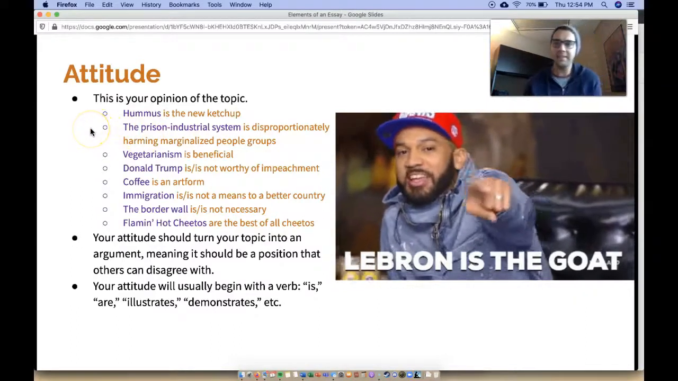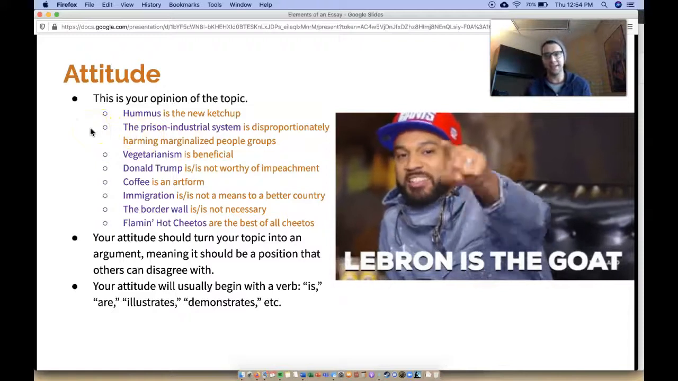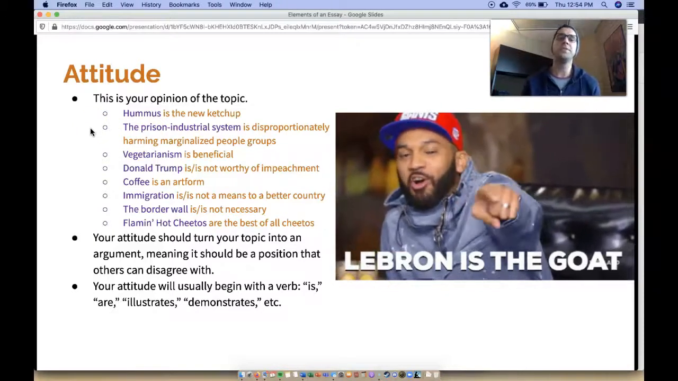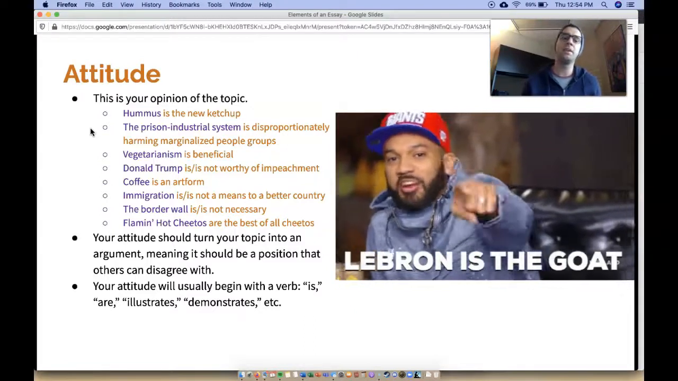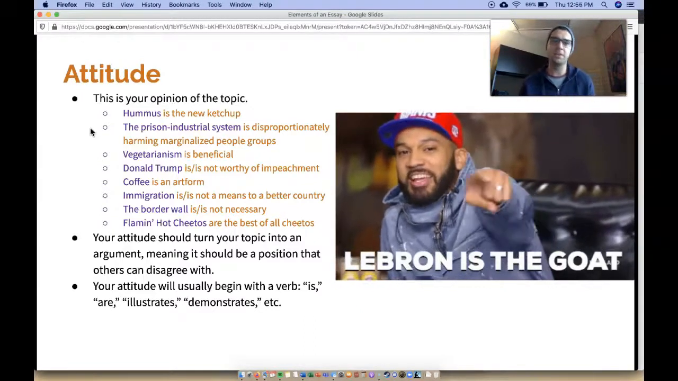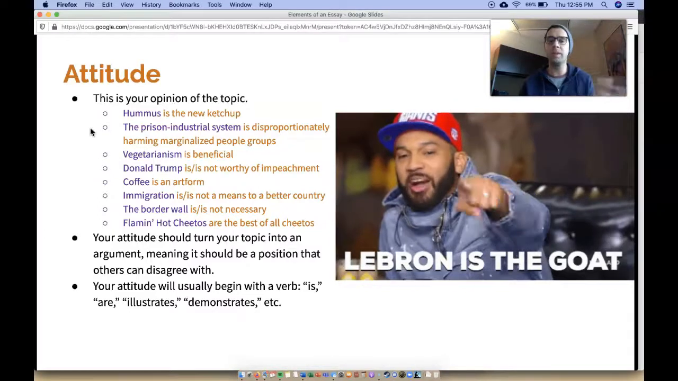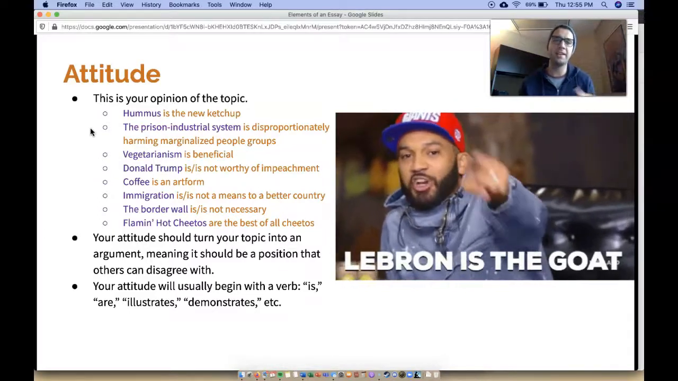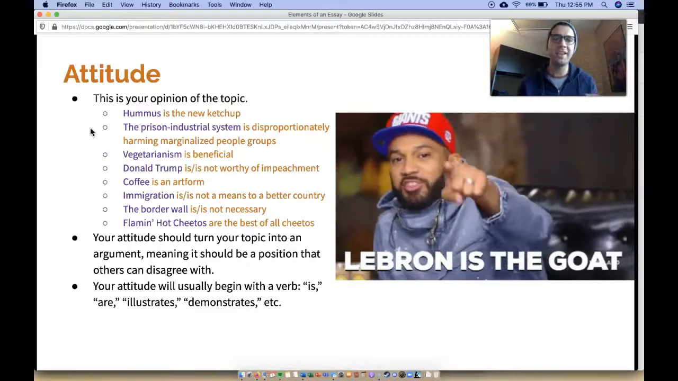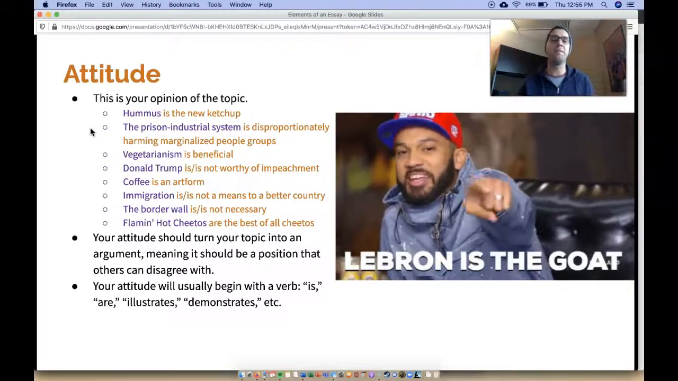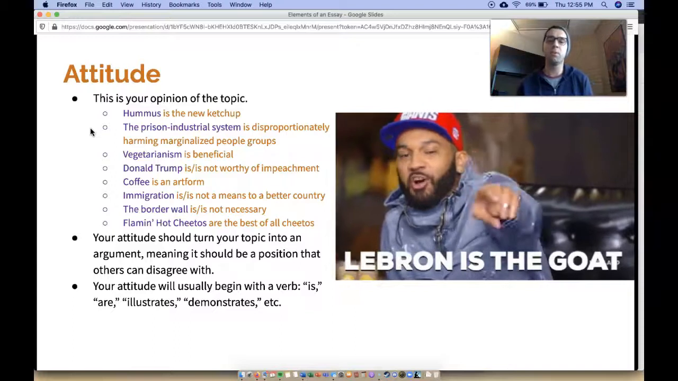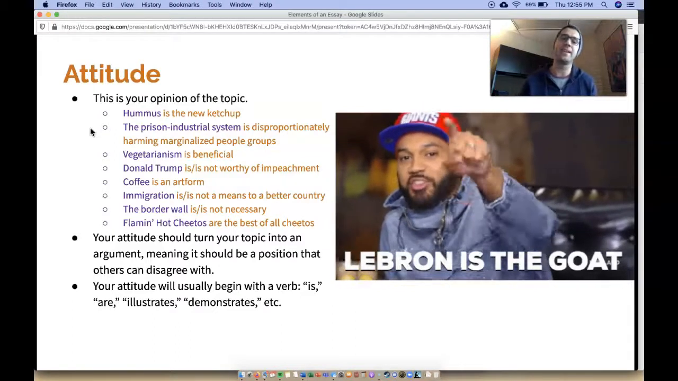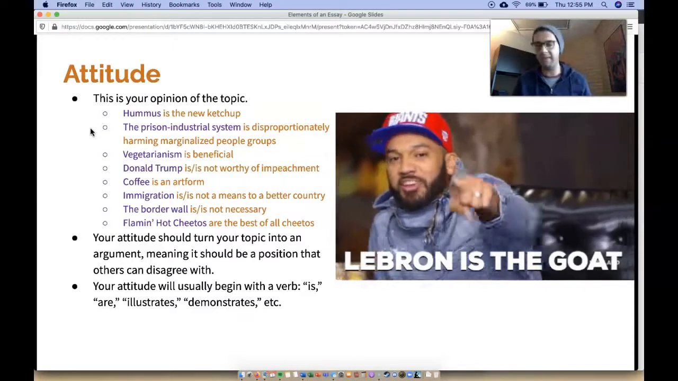So, hummus is the new ketchup. And hummus is delightful, isn't it? The prison industrial system is disproportionately harming marginalized people groups. Vegetarianism is beneficial. Donald Trump is or is not worthy of impeachment. This is old, by the way. Anyway, coffee is an art form. Immigration is or is not a means to a better country. The border wall is or is not necessary. Flamin' Hot Cheetos are the best of all Cheetos.